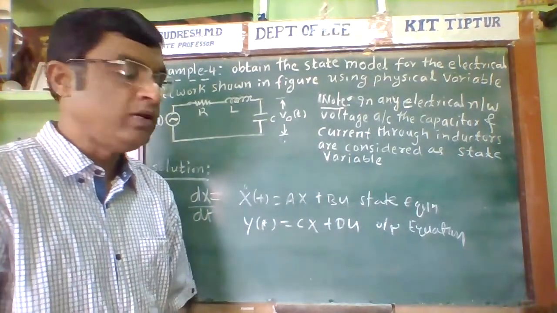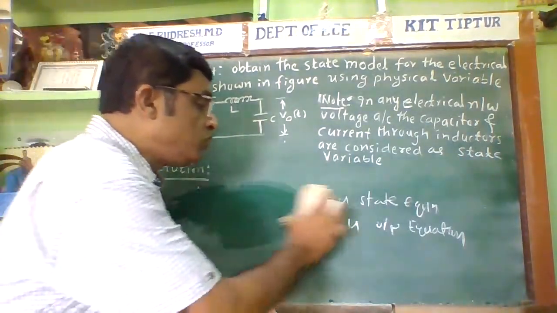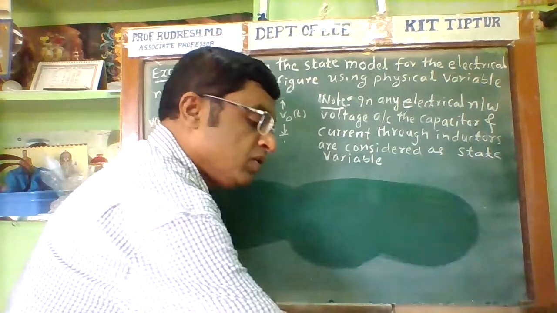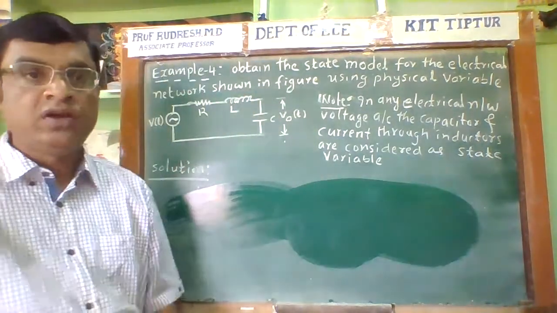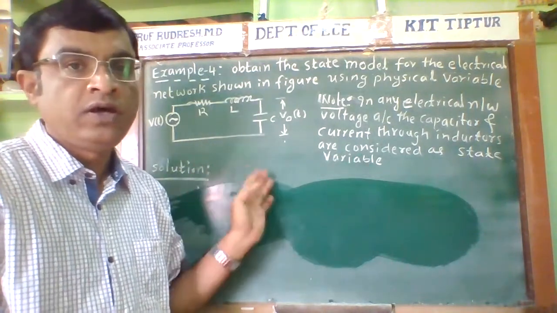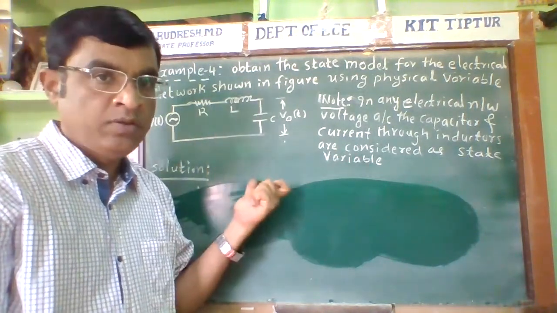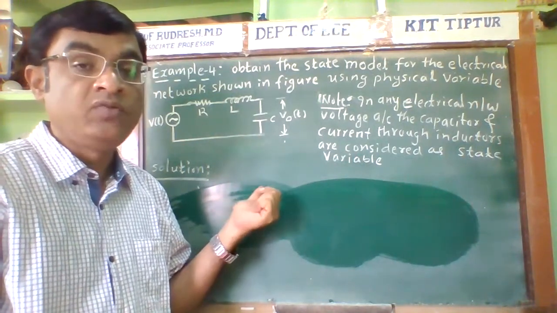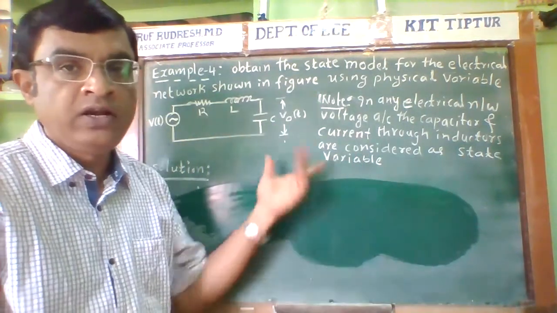In the previous session, I was discussing how to develop the state model for the given differential equation. I have considered two or three examples in the previous session. In today's session, I'm going to consider another important example. If electrical networks are given, then we need to translate them into a state model.